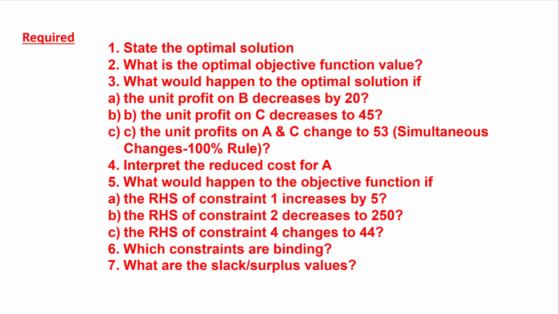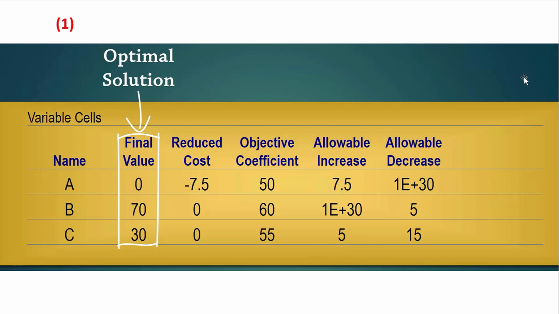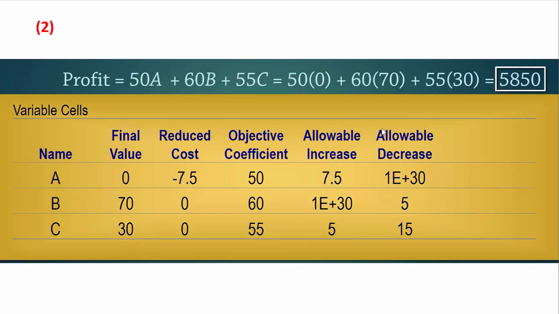Second requirement: what is the optimal objective function value? How to solve this requirement? We know from the first requirement the optimal solution is to produce 70 units from B and 30 units from C and 0 from A. We can substitute those values in the objective function.